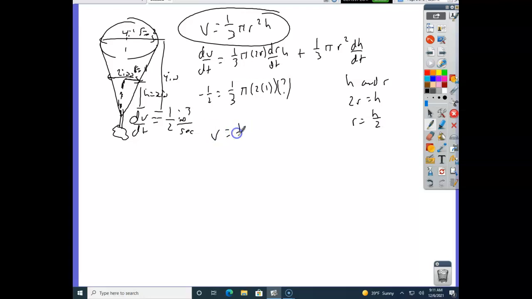V equals 1/3 pi. Okay, so we're going to replace the r with h over 2. h's are okay because I need dh/dt. Now I'm going to do a little bit of math that sometimes stumbles people, which is this is h squared over 4, correct? Times h. So I can multiply it in any order. I can make this V equals 1/12 pi h to the third.